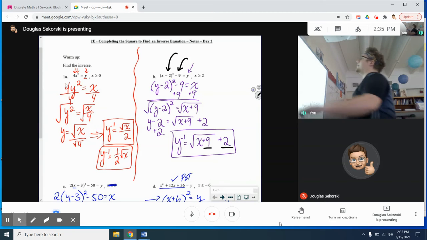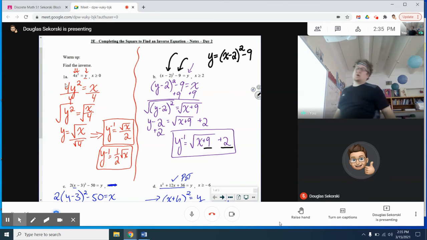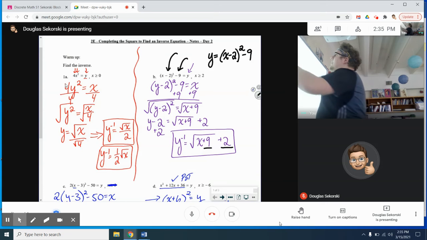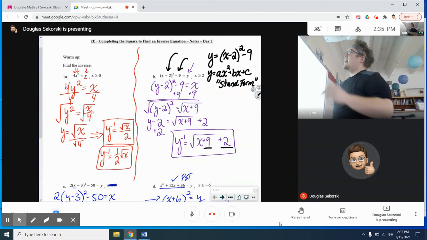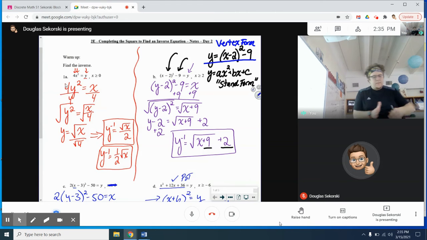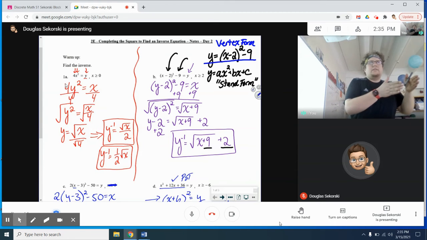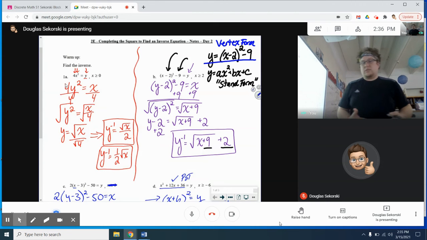And more specifically, I want to highlight the idea that right here, while it might not look like a quadratic that we're used to, because usually we see ax squared plus bx plus c, and this is what we call standard form of a quadratic. Above, this is called vertex form. A lot of the skills today in this lesson are actually converting standard form into vertex form. But we're going to do all that so we can find the inverse.